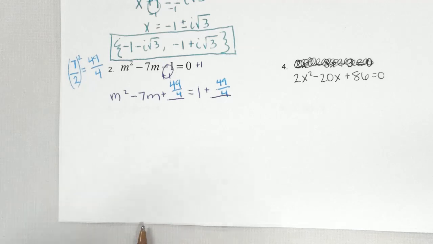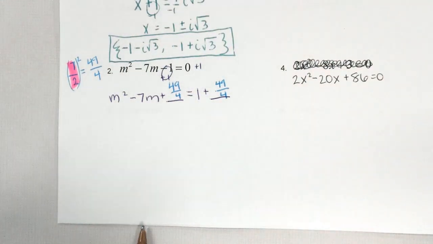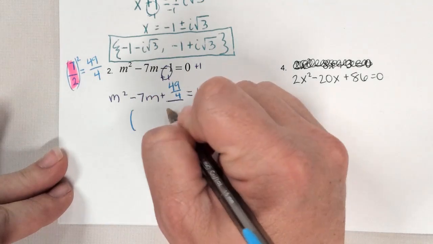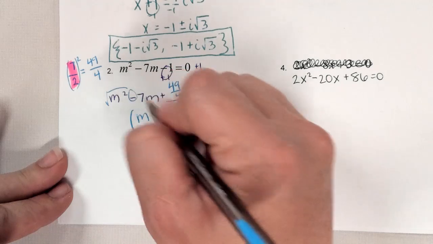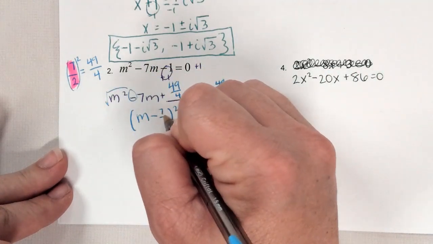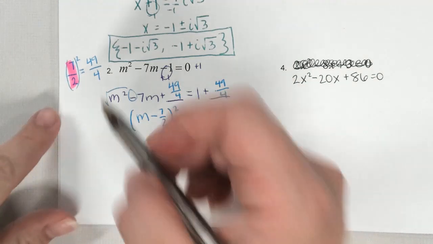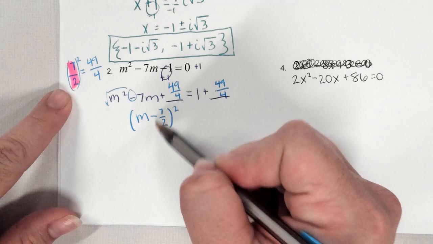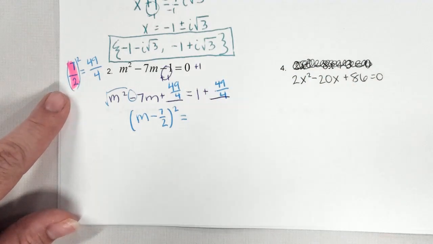And then what I was saying a second ago is whatever you square is what goes in your perfect square. So what squared gives you m squared? M. This is minus, so this is minus. And what I squared is 7 over 2. So that becomes 7 over 2. So do you see what I'm saying now? What you squared is what goes here.